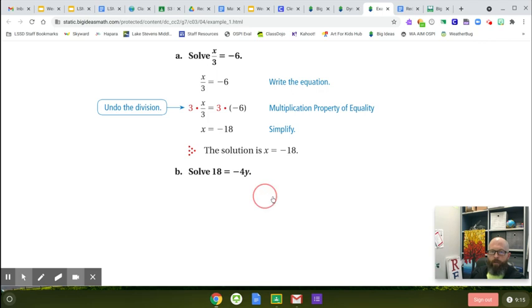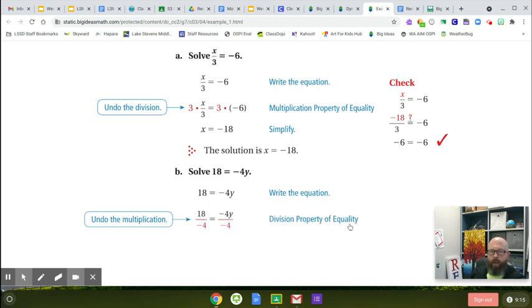So on this one, sorry, this is lagging a little bit. On this one, I'm going to write the equation on my paper again, so I have it nice and lined up. Then I'm going to use the division property of equality. So because this is negative 4 times y, I'm going to divide by negative 4. So negative 4 divided by negative 4 just gives me 1. So y is now all alone. And if I do it to this side, I have to do it to this side. So I'm undoing the multiplication by dividing.